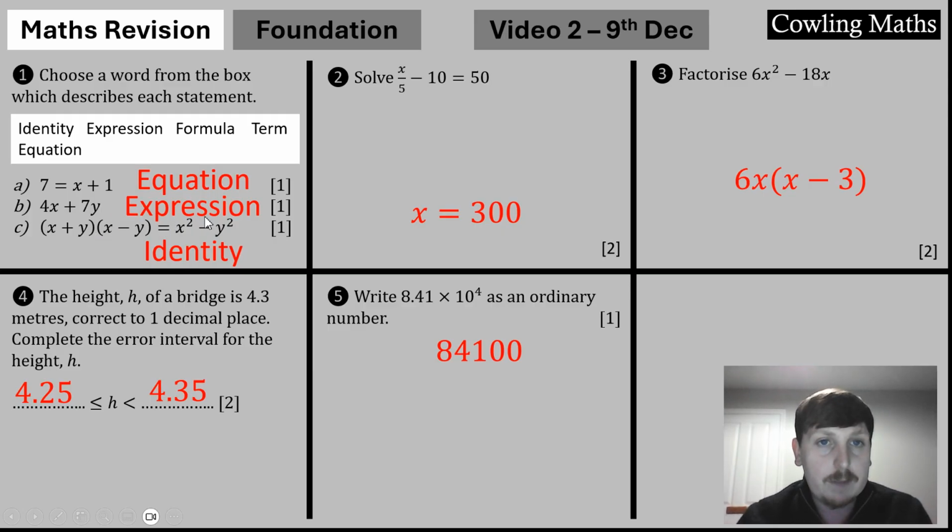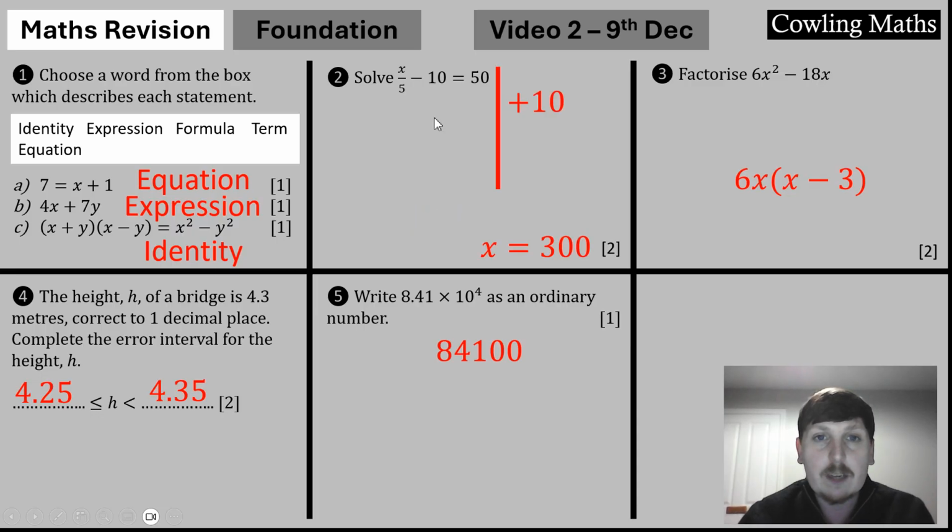Question 2, solving an equation. It's a 2-step equation. We need to work backwards. So I would always think about what we've done to x. You can use a function machine if you want to. Starting with x, it's been divided by 5 and then we've taken away 10. So working backwards, we need to get rid of this take away 10 first. The opposite of taking away 10 is adding 10.